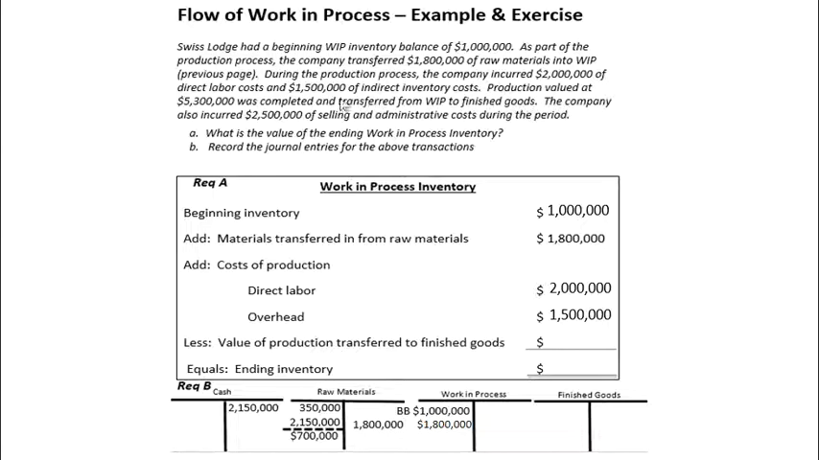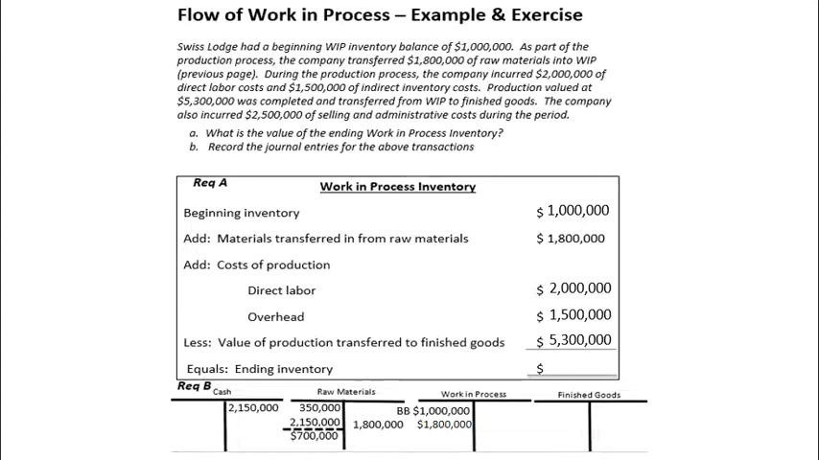Then it also says the company also incurred $2.5 million of selling and administrative costs during the period. Let's deal with the $5,300,000 worth of cost in the work in process account that were transferred from work in process to finished goods. In this case, the $5,300,000 represents the amount that's being transferred out of work in process inventory.